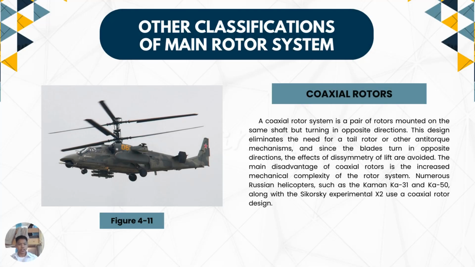So, other classifications of main rotor system. First is coaxial rotors. A coaxial rotor system is a pair of rotors mounted on the same shaft but turning in opposite directions. This design eliminates the need for a tail rotor or other anti-torque mechanisms. And since the blades turn in opposite directions, the effects of the asymmetry of lift are avoided.